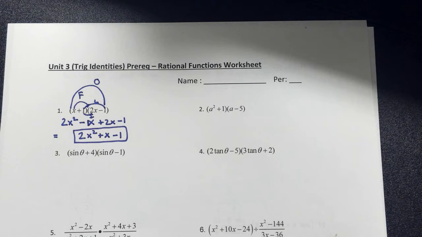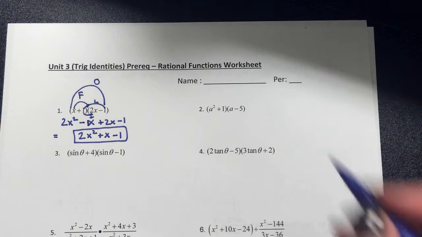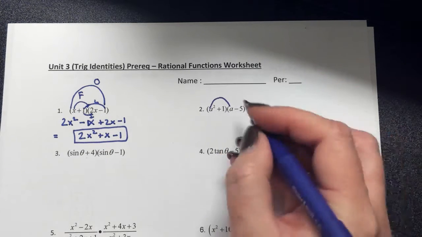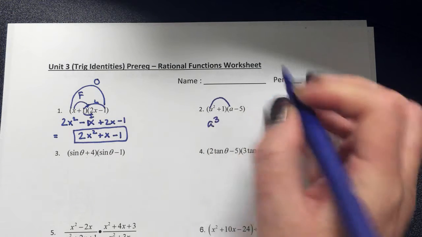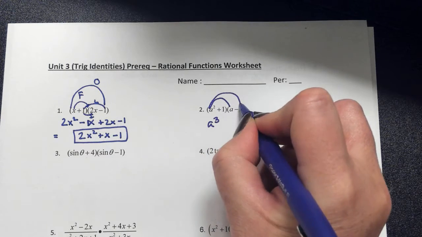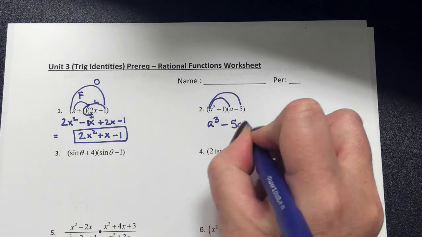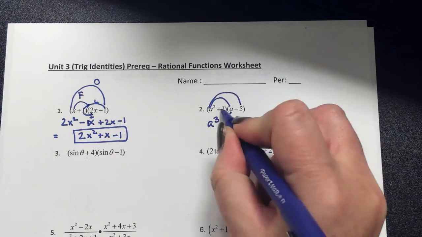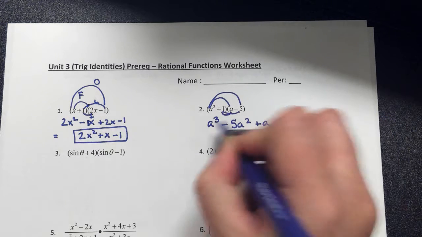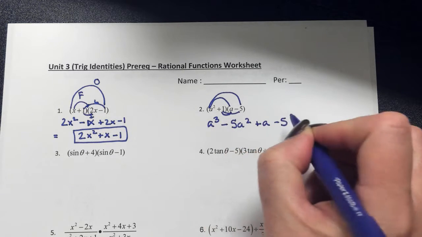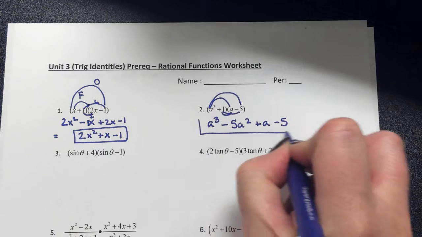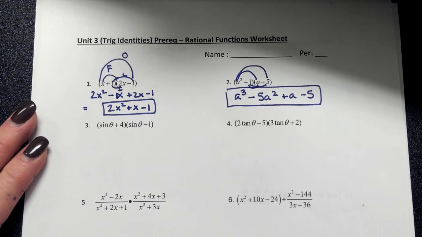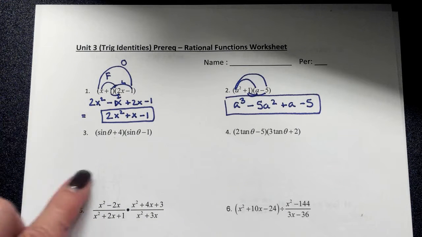Sometimes the variable won't always be an x. It could be a different variable. So if you look at number 2, you're still going to multiply your first terms together. A squared times a is an a to the third. Your outer terms, -5 times a squared is a -5a squared. Inner term, 1 times a is a positive a. And then 1 times -5 is a -5. Notice none of the powers of the variables are the same, so there's no like terms to combine, so that's your final answer.